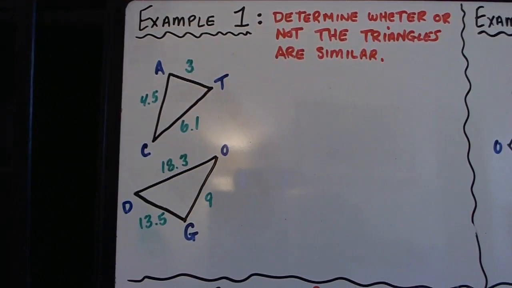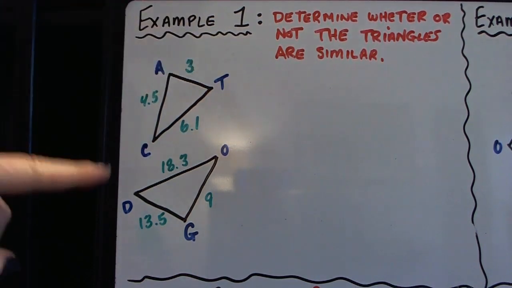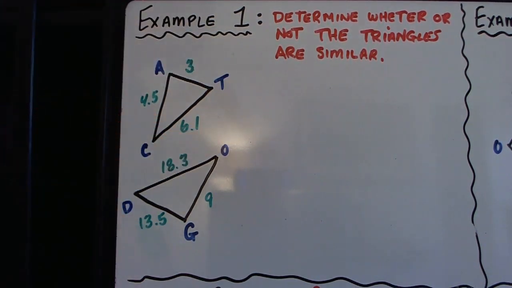What I want to do is just show you some examples that relate to side-side-side similarity for triangles. So looking at example 1, we want to determine whether or not the triangles are similar. So we have triangle CAT and triangle DOG.